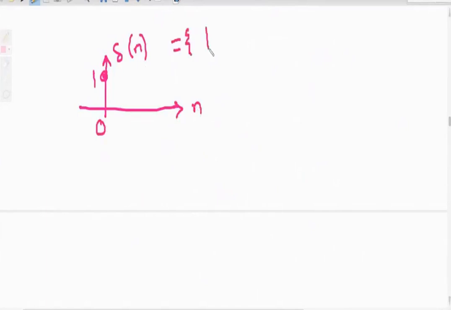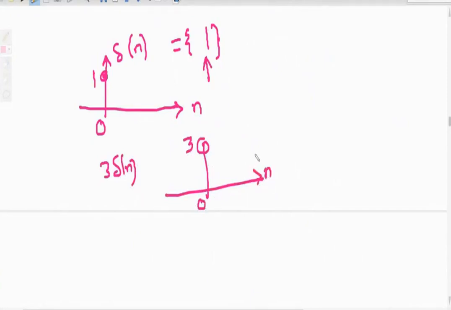Before that, you know that your delta n signal is nothing but the impulse signal, amplitude 1, at origin, so its sequence is 1, so this is nothing but delta n. Now what will be 3 delta n? Amplitude will be 3 at origin, so this is nothing but 3 delta n, its sequence will be 3.